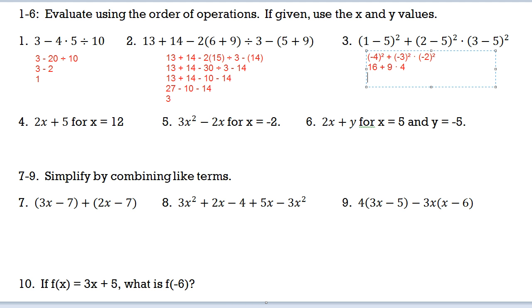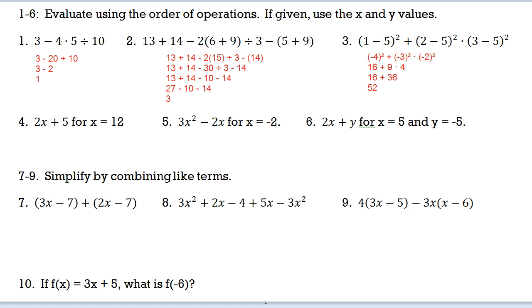Order of operations tells us from here we need to multiply. 9 times 4 is 36. 16 plus 36 is 52. There's a better answer. 52, a nice big answer there. All right, let's go on to number 4.